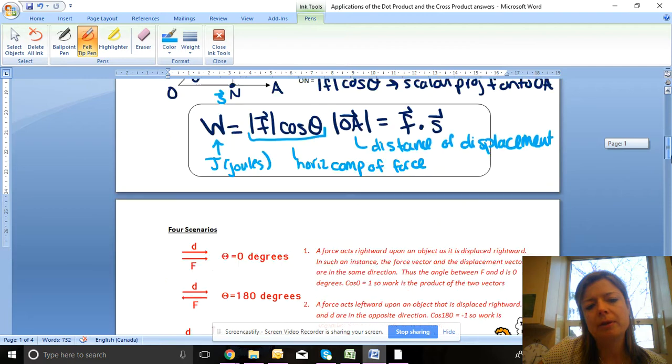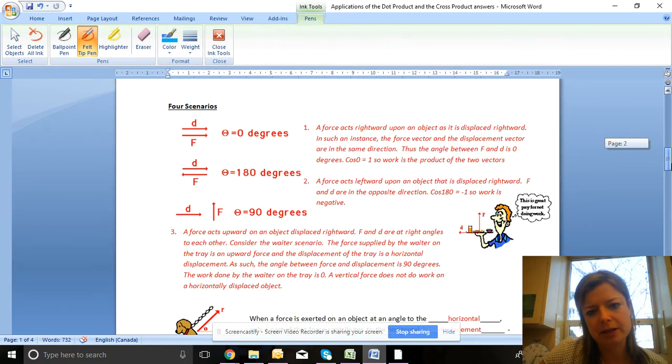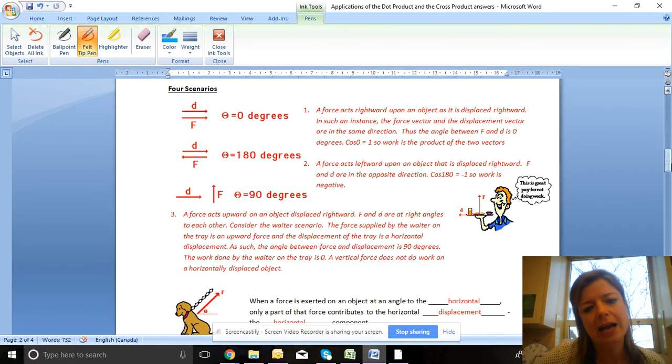Okay, so let's talk a little bit more about work because the textbook doesn't go into quite as much detail, but I have found this is confusing, so I'm going to add this in. So a force acts in this situation, the direction and the force are acting together. So a force acts rightward upon an object as it is displaced rightward. In such an instance, the force vector and the displacement vector are in the same direction. Thus, the angle between the force and displacement is 0 degrees. Cos 0 equals 1. So the work is just the product of the two vectors.